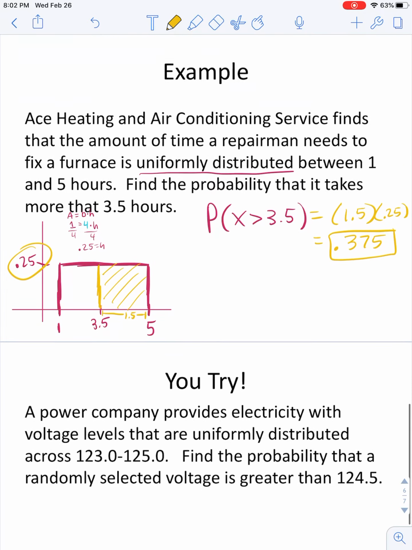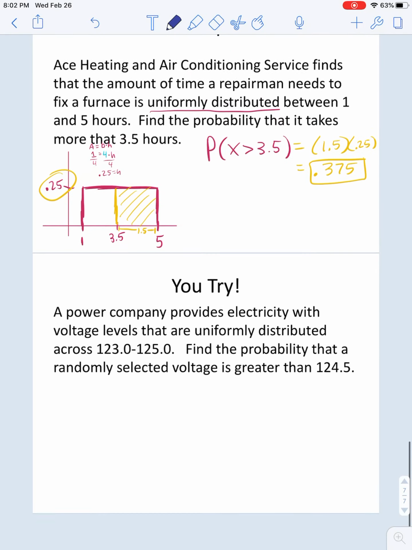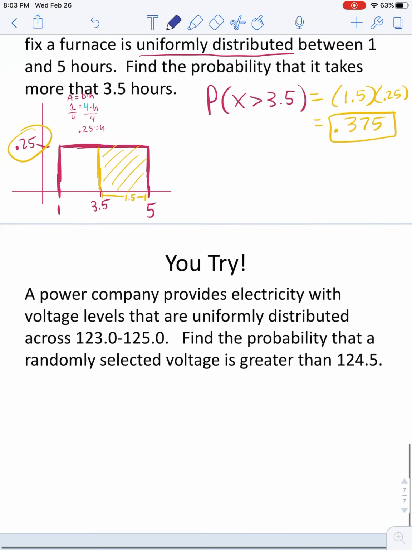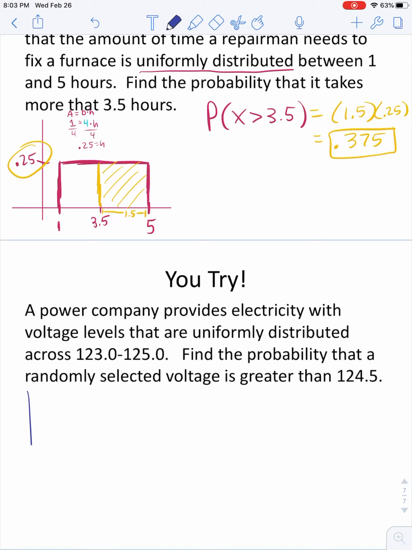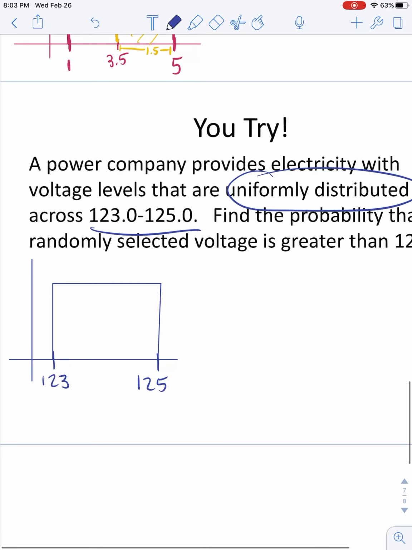And we've got one more problem to do. Same idea. This is the point in the video where I would probably pause it, try this one on your own, and see if you got it right. So I'm going to go a little faster. I'm going to draw the picture. It's uniformly distributed from 123 to 125. I always draw my rectangle with a uniform. So there's my rectangle. The area underneath is 1.